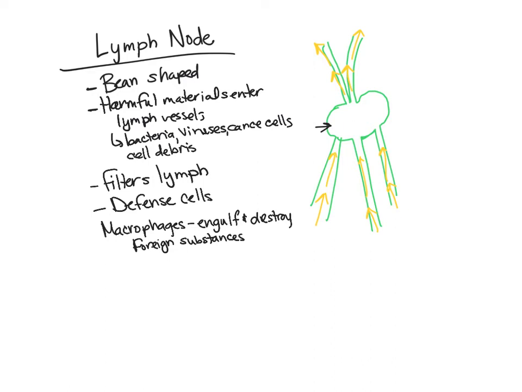So if we have bacteria in the lymph, then we'll have little macrophage cells hanging out in here, so that if a little bacterium comes along in the lymph going this direction, the cell can gobble up that bacteria and get rid of it before the lymph keeps on moving out of the lymph node. So macrophages will engulf and then destroy different substances. And then we also have lymphocytes. And lymphocytes are going to provide an immune response to antigens.